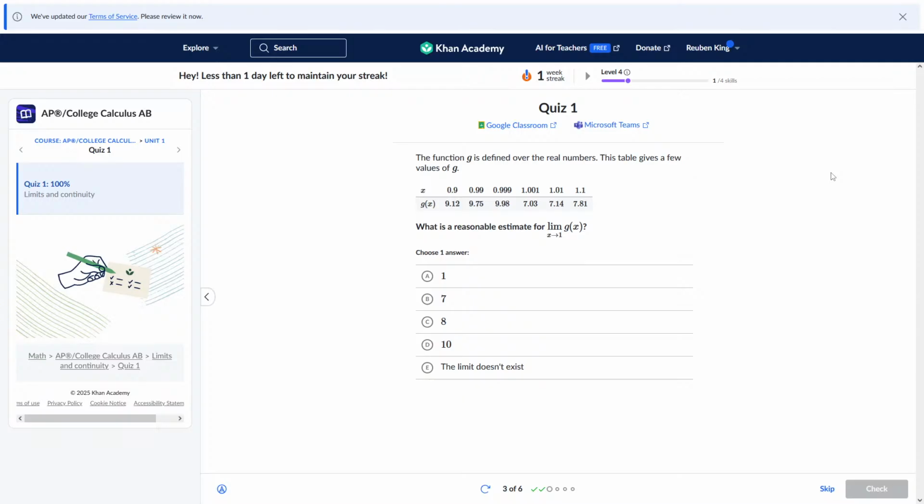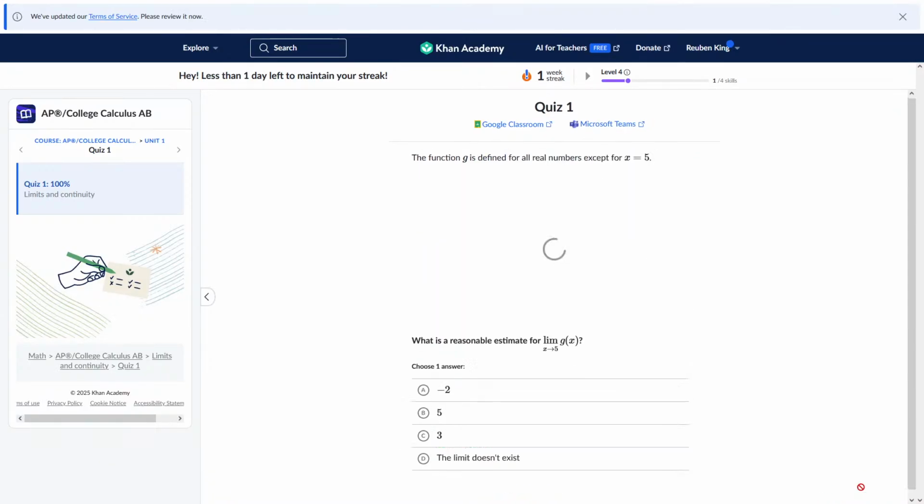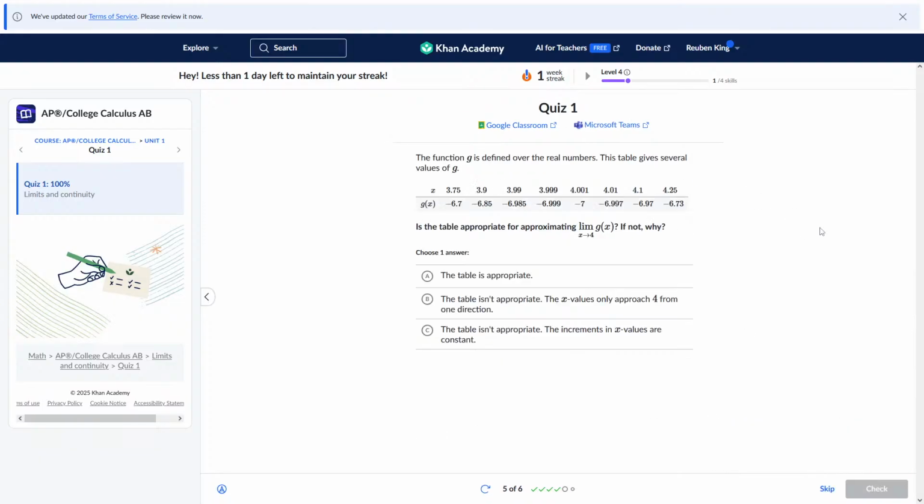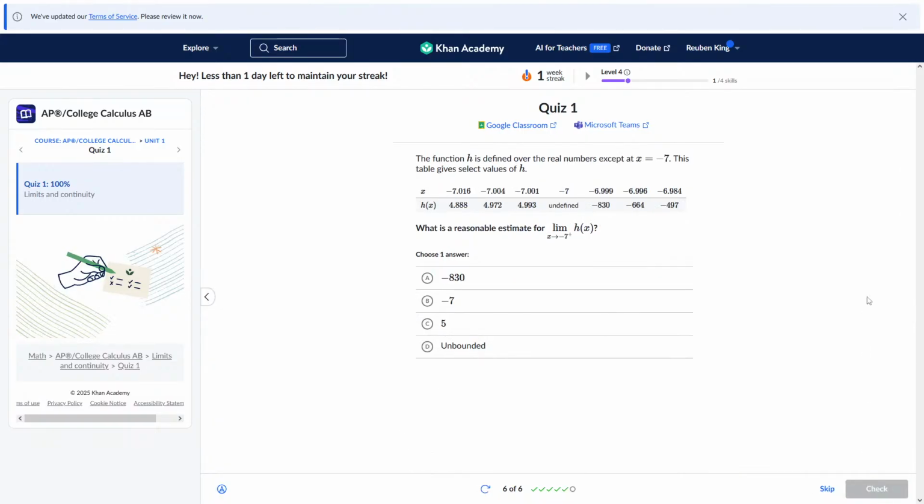We cannot rush, team. The function g is defined over real numbers. The table gives 2 values. Reasonable estimate for limit as x approaches 1? There's not one, because it jumps. Boom. Reasonable estimate for limit as x approaches 5? Just the general limit, -2. Boom. Function g is defined over real numbers. Is a table appropriate for approximating the limit as x approaches 4? It's appropriate, I'd say so.